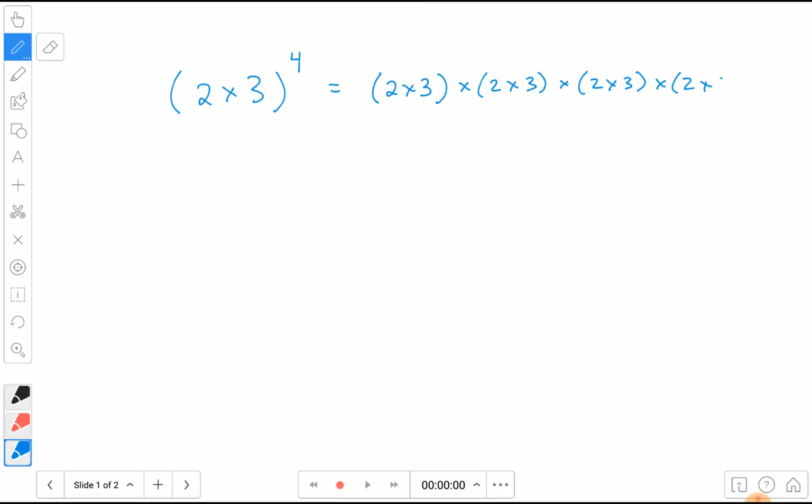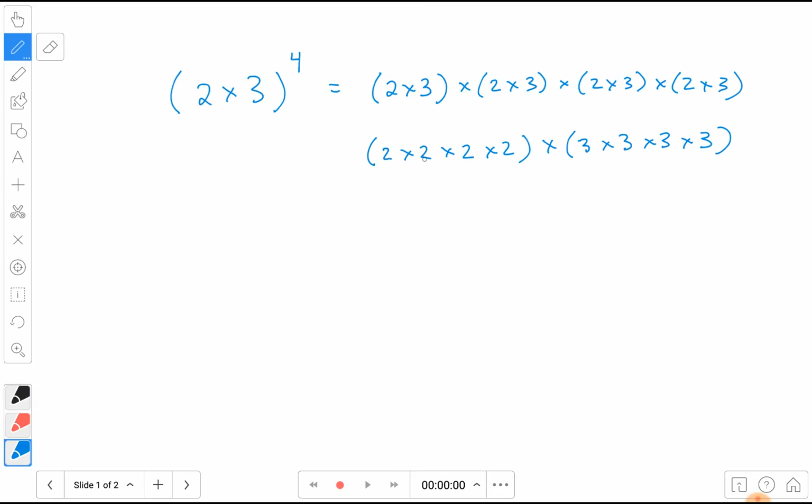And 4 times. So this can be rewritten as this, right? This is expanded. Now, since we're all multiplying here, all the numbers are multiplying by each other, we can regroup them. So we can put all the 2's together, and that's 2 times 2 times 2 times 2. There they all are. And then we can group all the 3's together, and there's also 4 of those.